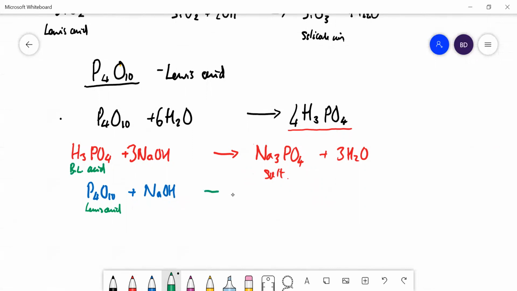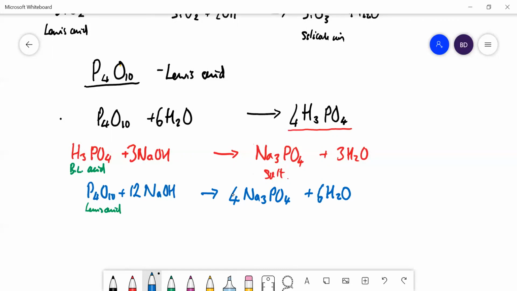So the formula of the salt is going to be Na3PO4, and you're going to get some water as well. So we need to balance that. Well, we need to put a 4 in front of that, which means we need 12 NaOHs. And how many waters are we going to get out of that? Well, we've got 12 hydrogens, so we're going to get 6 waters.